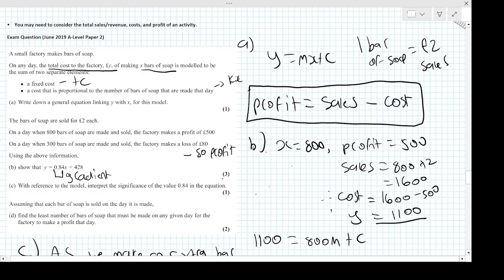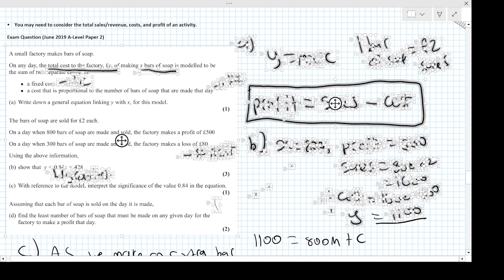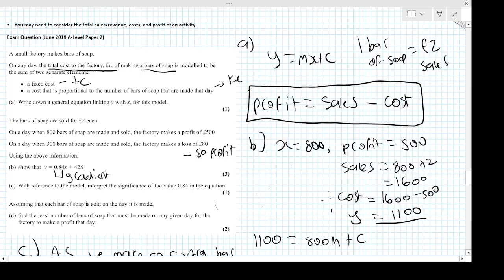And also don't forget this idea of interpreting the meaning of a gradient and a y-intercept, okay? I went over that at the start, remember? But don't lose easy marks with that by just writing a sentence about it.